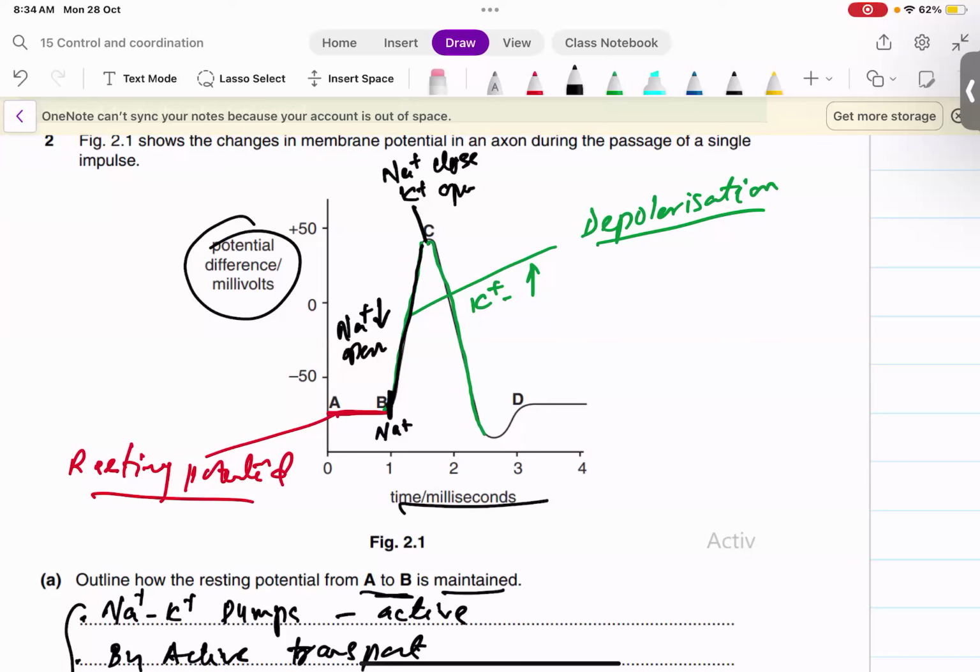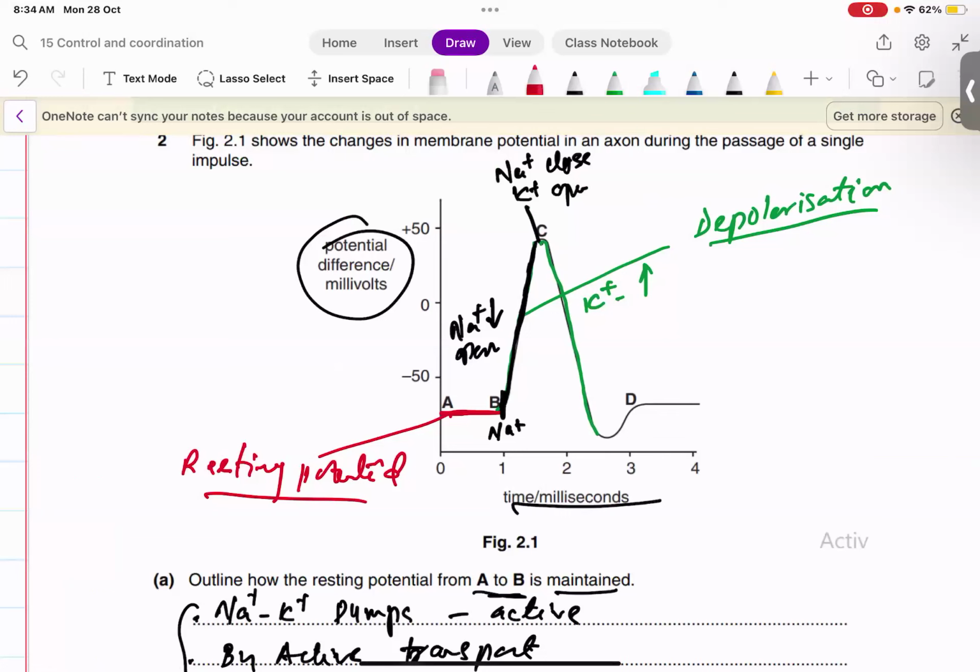From this point B to C, the potential difference, you see, is becoming positive on the inside and negative on the outside. During the resting stage, from A to B, the potential difference was such that this nerve cell was negatively charged on the inside and positively charged on the outside. And this potential difference is maintained due to the insulation provided by the myelin sheath here.